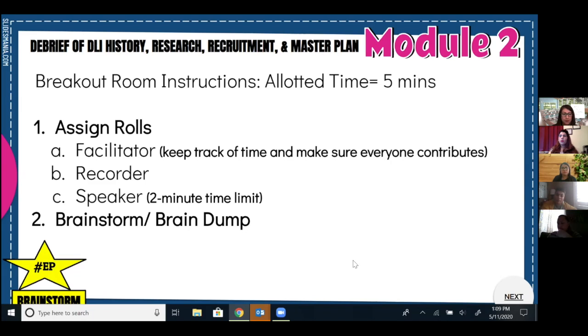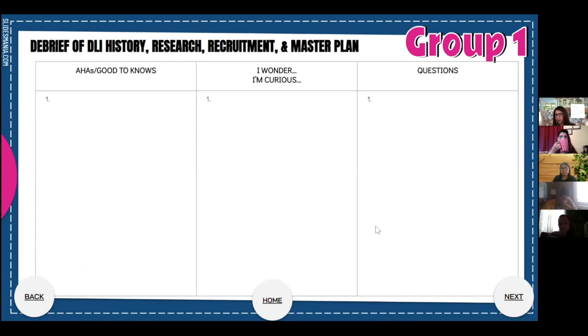What we're going to do today is call this a Brain Dump Edu Protocol. I'll put you in breakout group 1, and all of you are going to brain dump. It's fine if you want to color code who's saying what, just so that we know everyone participated. You're going to give your ahas or good to knows about the information shared in Module 1 or from your further exploration of the resources, something you're curious about or wonder about, and then maybe a question that came up during your reflection time, or something you just need to know right now. This is where you're going to document.